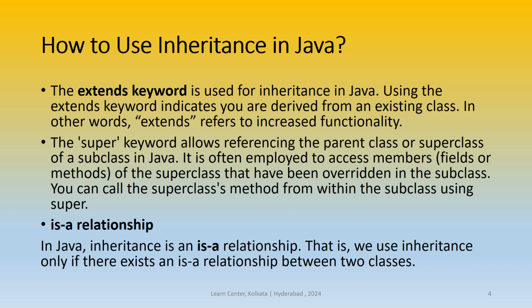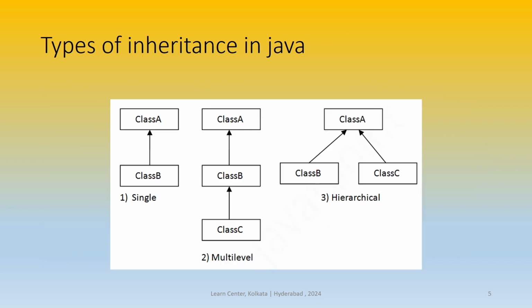It is an IS-A relationship. In Java, inheritance is an IS-A relationship. That is, we use inheritance only if there exists an IS-A relationship between two classes.